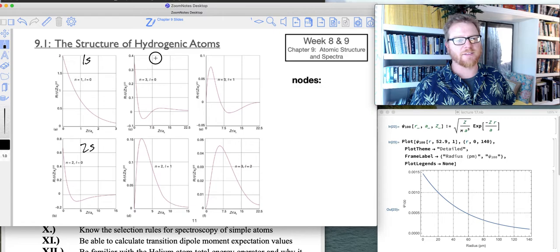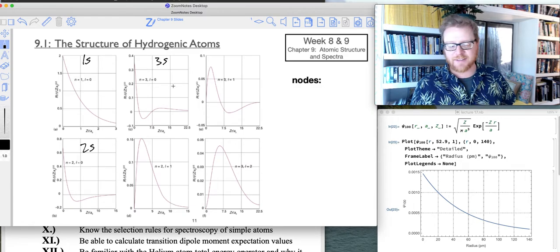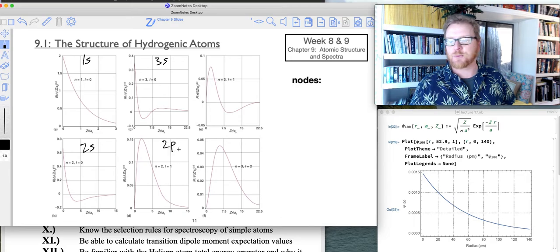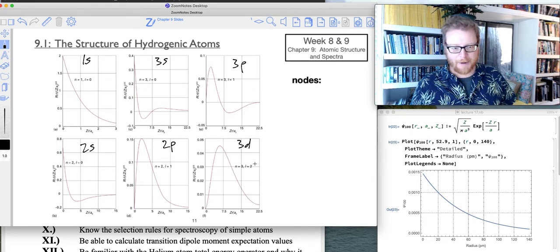n equals 3, L equals 0. Here's my 3s. And now n is 2, L is 1. That's my 2p. n is 3, L is 1. There's my 3p. And n is 3, L is 2. That's my 3d. So what about nodes?